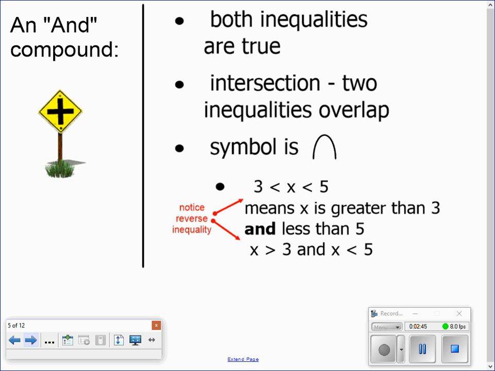The intersection of the two inequalities is going to be shown by an overlap in the graph, and the symbol that we use to notate an "and" compound would be this ∩, or this arch. When we see the statement 3 less than x less than 5, what this is telling us is that x is greater than 3 and x is less than 5. So both parts of that need to be true. When we're doing "and" compound inequalities, oftentimes they're going to be written in this format. We like to rewrite this side so that the variable is on the left. Remember to reverse the inequality sign so that it's still open to the variable.